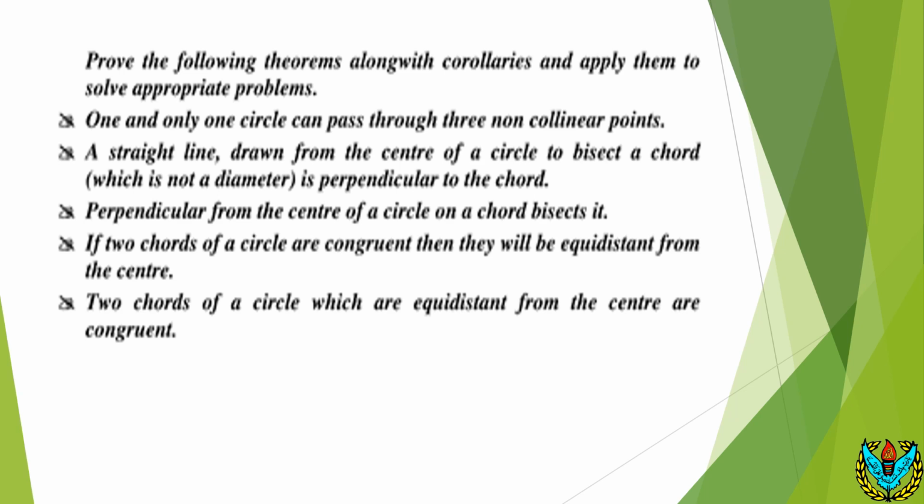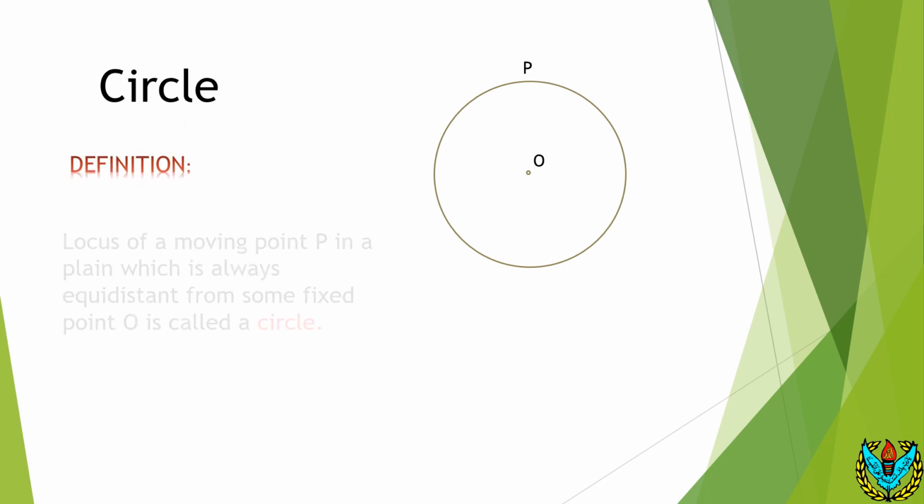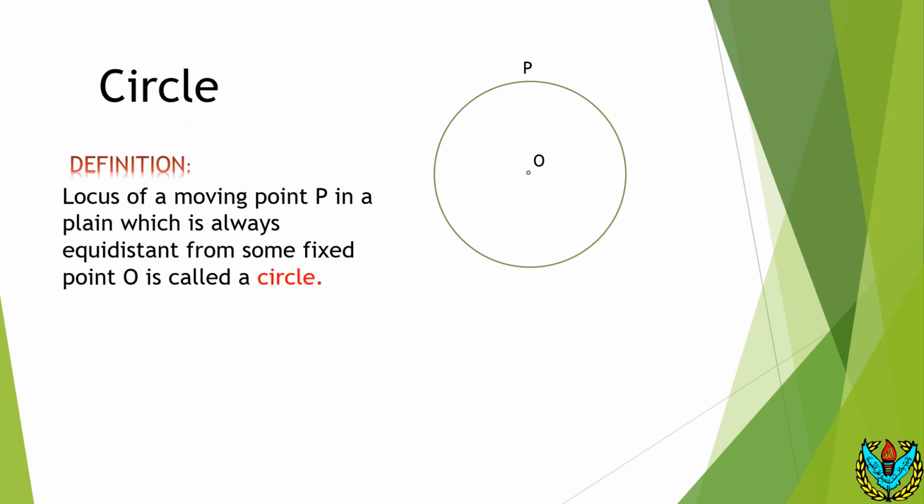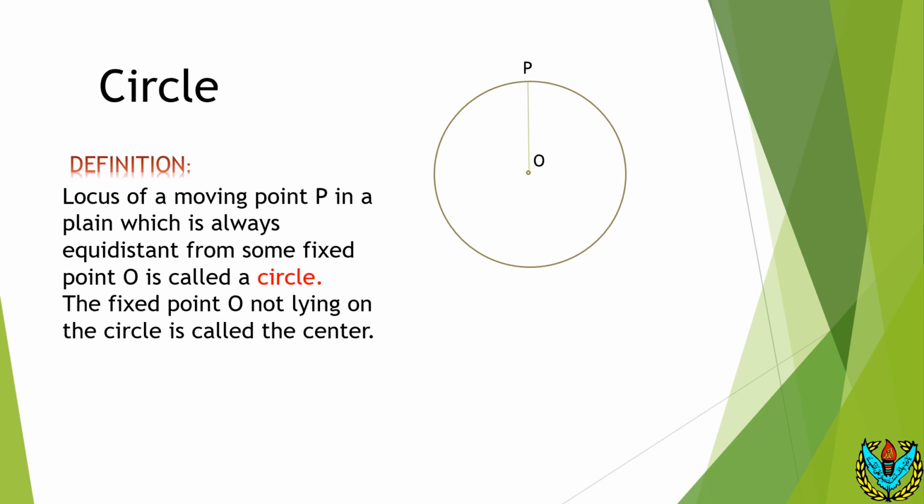We need all the definitions. So what is a circle? The locus of a moving point P in a plane which is always equidistant from some fixed point O is called a circle. This fixed point O is not lying on the circle. This point is called the center of the circle. The constant distance OP is the radius of the circle.